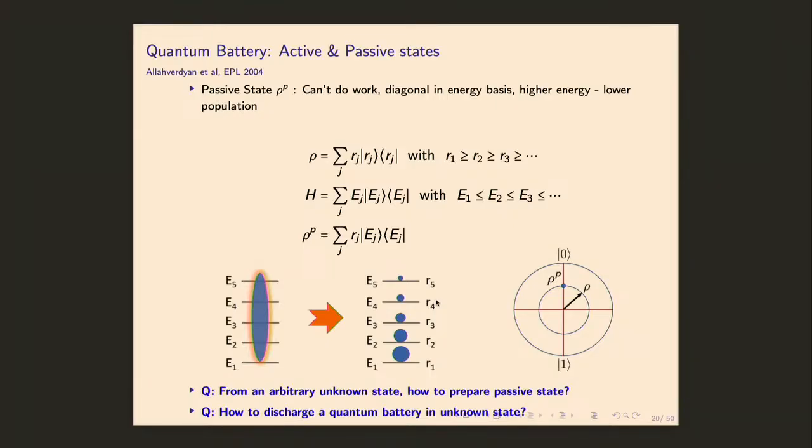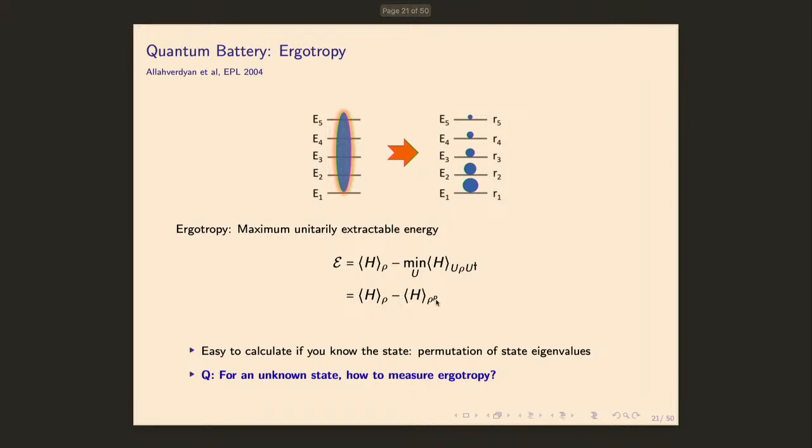So these are the questions, and now this concept of ergotropy comes. Ergotropy is the difference between any active state and the passive state. So that's the ergotropy. A completely passive state has zero ergotropy.